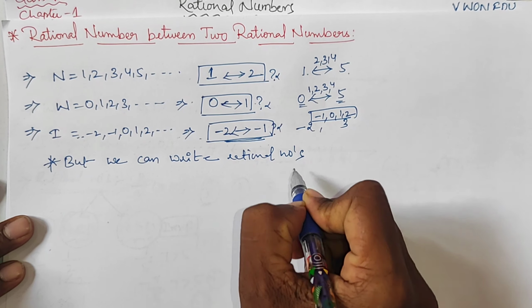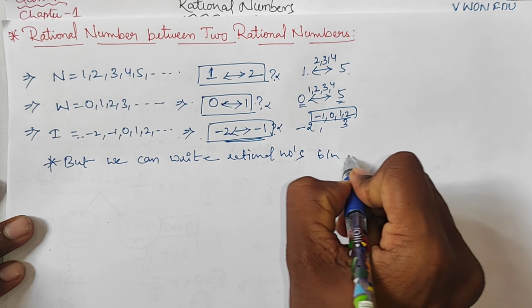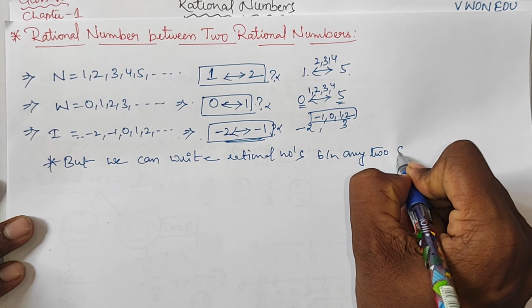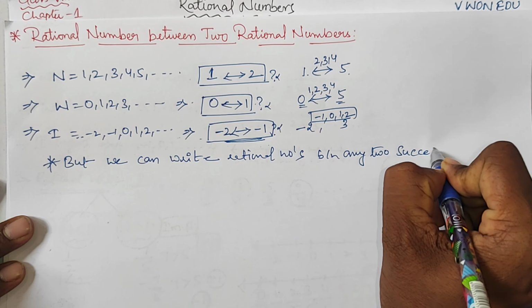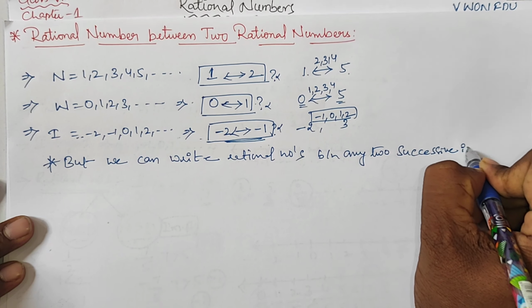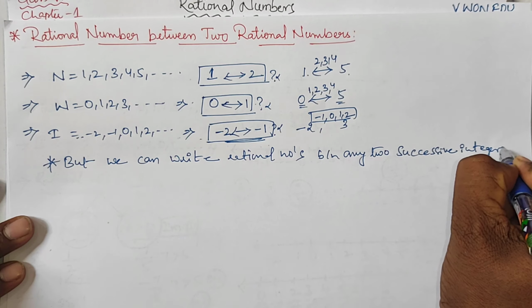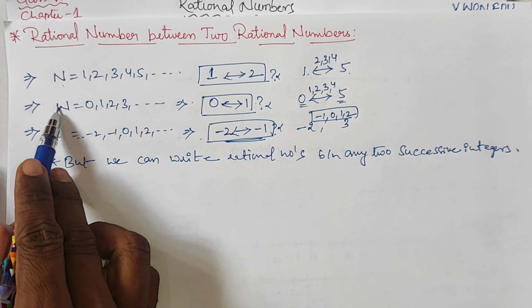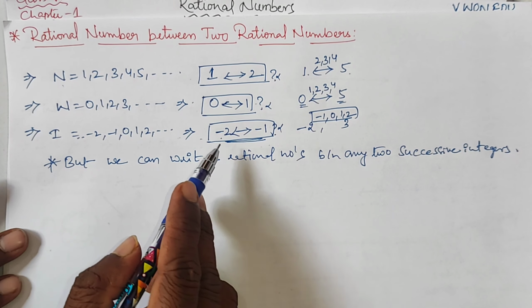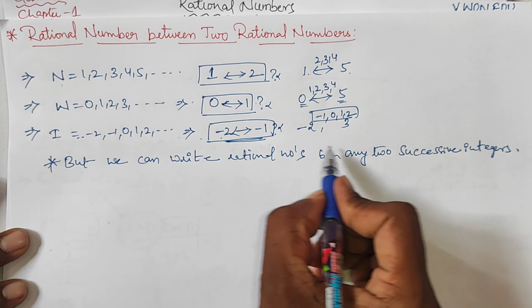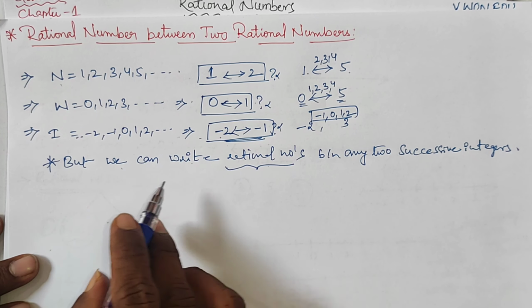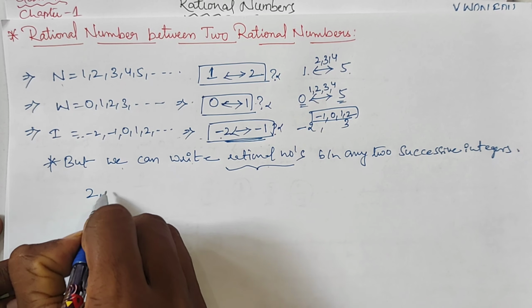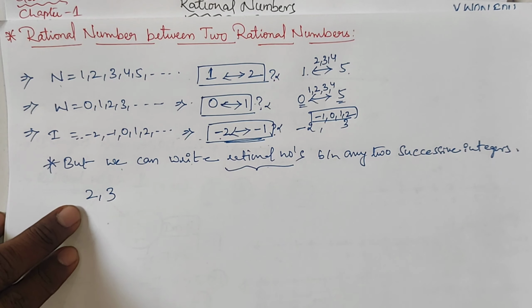Natural numbers and whole numbers come under integers only, right? So if you consider any two successive integers, in between them we can always write rational numbers. Suppose 2 and 3. 2 and 3 are integers, isn't it?